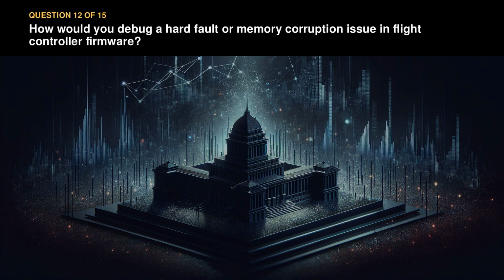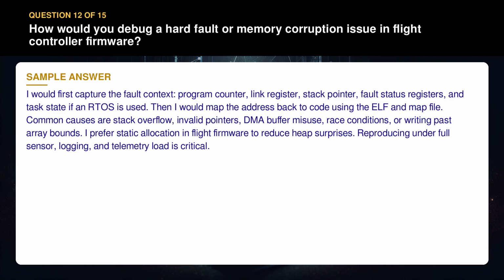Question 12. How would you debug a hard fault or memory corruption issue in flight controller firmware? I would first capture the fault context, program counter, link register, stack pointer, fault status registers, and task state if an RTOS is used. Then I would map the address back to code using the elf and map file. Common causes are stack overflow, invalid pointers, DMA buffer misuse, race conditions, or writing past array bounds. I prefer static allocation in flight firmware to reduce heap surprises. Reproducing under full sensor, logging, and telemetry load is critical.